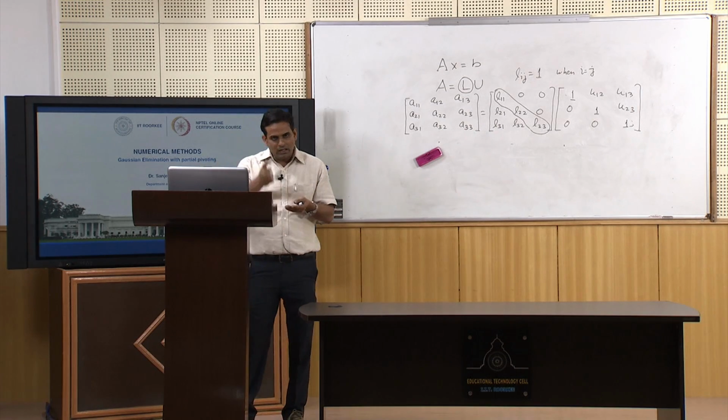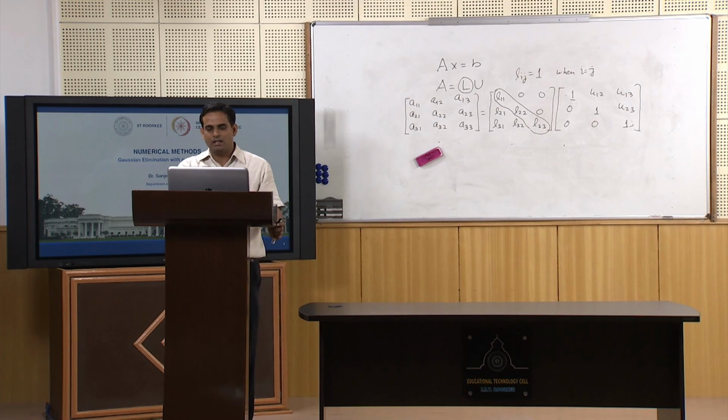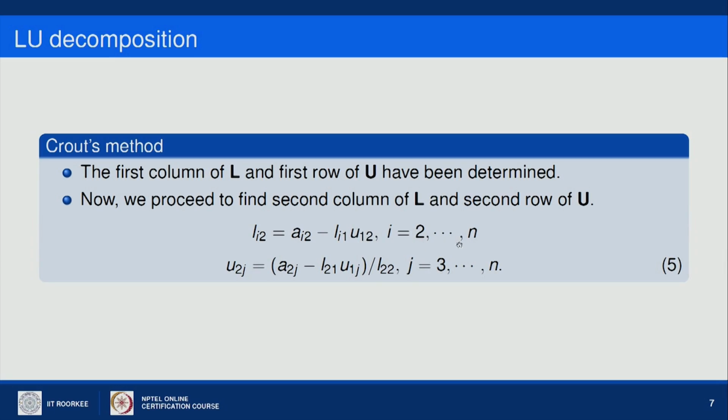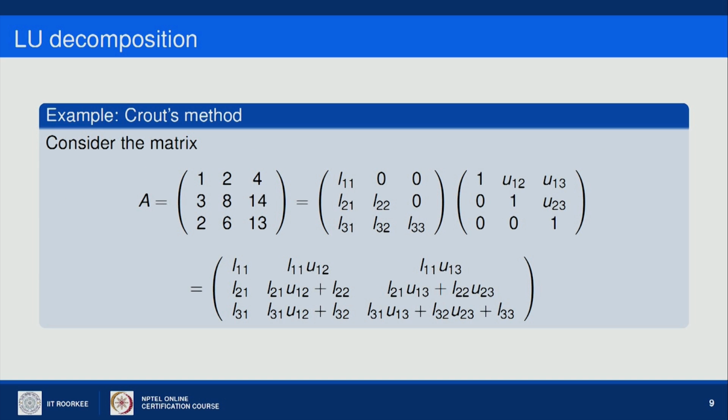Then we will go to the second column. The second column will give me the entries Li2 equals Ai2 minus Li1 U12, i equals 2 to n, and then the second row will give the entries of the second row of U by equation 5. Then we will go to the third column, third row, fourth column, fourth row, and so on, and we will be able to get all these entries Lij and Uij. So here we will take an example of this method.